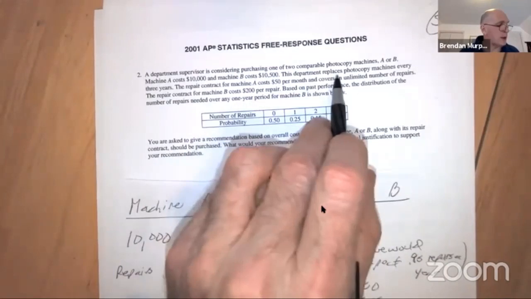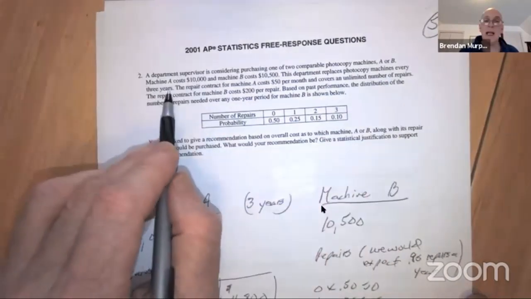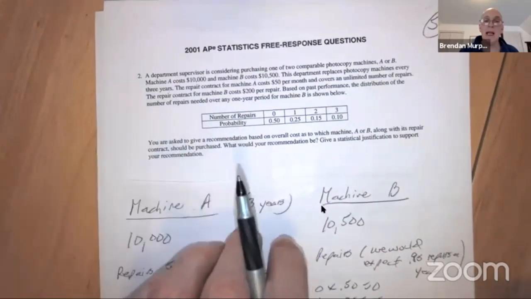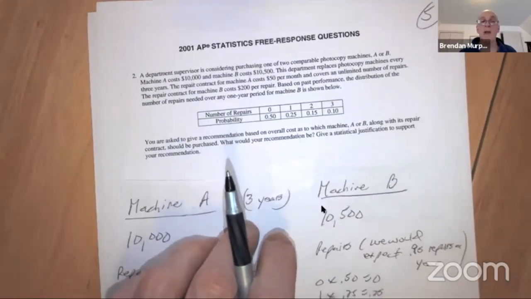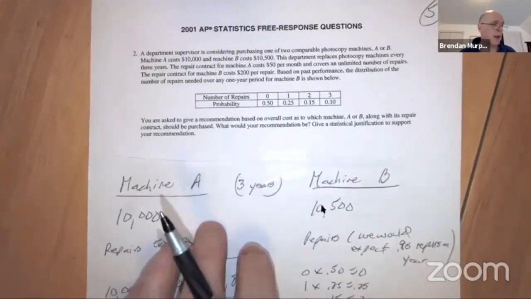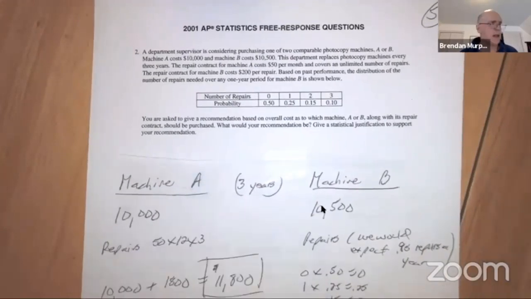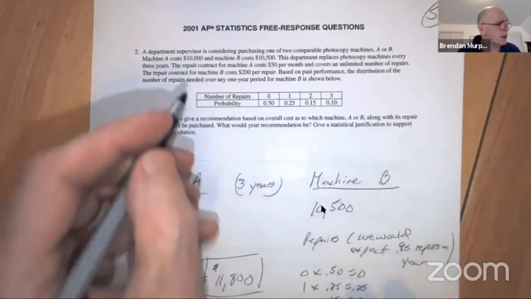This department replaces photocopy machines every 3 years. In a large school, it would not be atypical to get over 1 million copies in 3 years at a school. So they get a tremendous amount of use. Lots and lots of teachers making lots and lots of copies. They get used quite often.